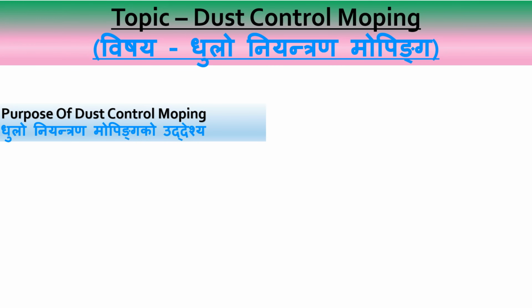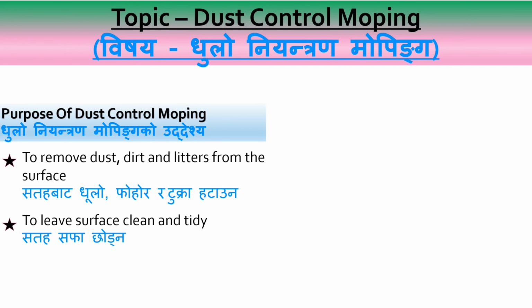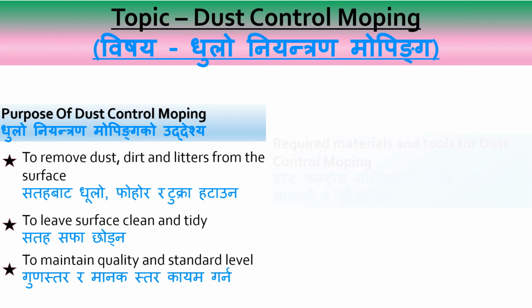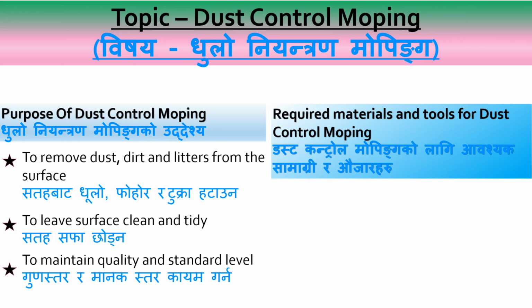So first of all, we have to know the purpose of the work, the purpose of dust control mopping, why we are doing it. Okay, so the first point is to remove all the dust, dirt and litter from the surfaces. The second point is to leave the surface clean and tidy. The third point is to maintain quality and the standard level. Whatever work we are doing, there is a certain standard level we have to maintain.